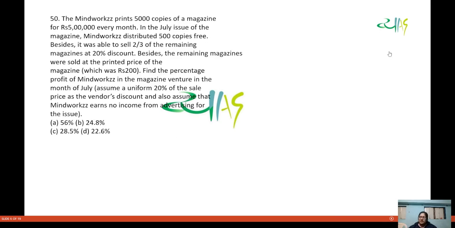Look at this question. The Mind Works prints 5,000 copies of a magazine for rupees 5 lakh every month. In the July issue of the magazine, Mind Works distributed 500 copies free. Besides it, it was able to sell two-thirds of the remaining magazines at 20% discount.